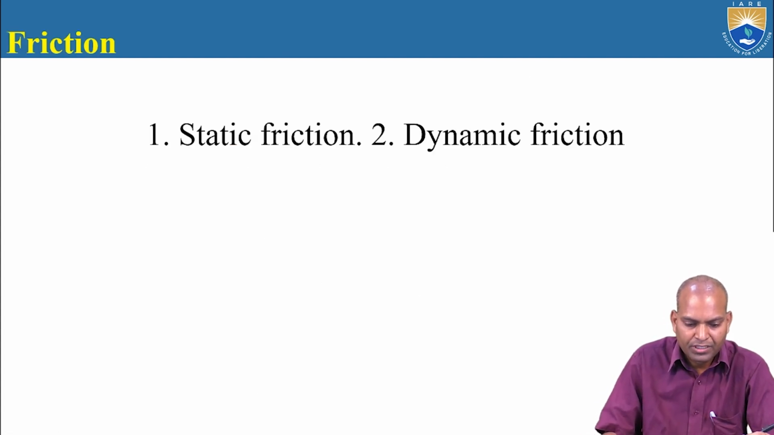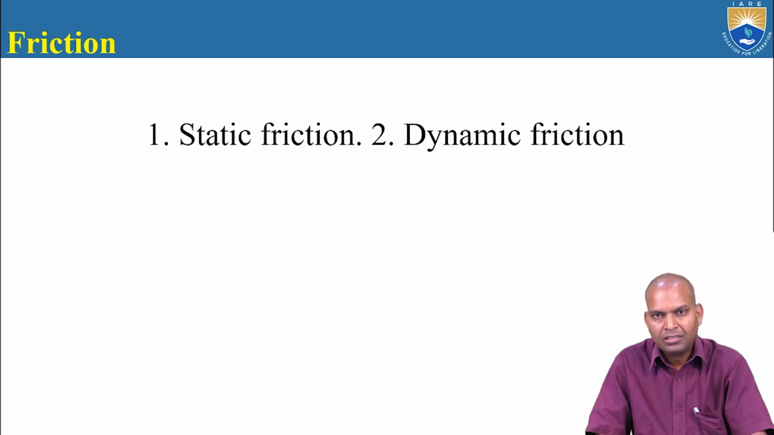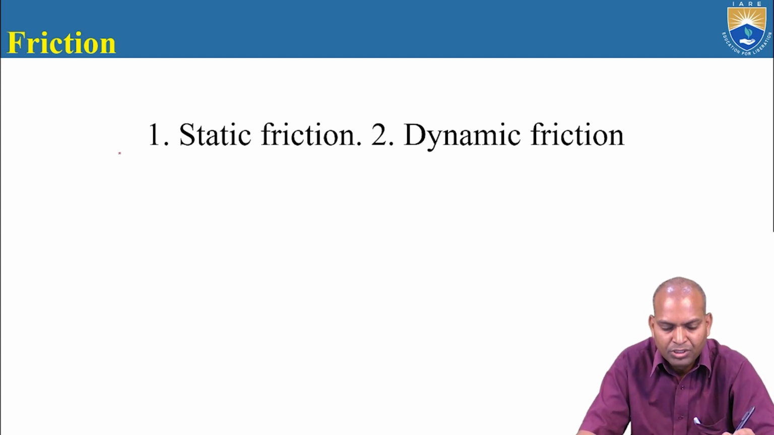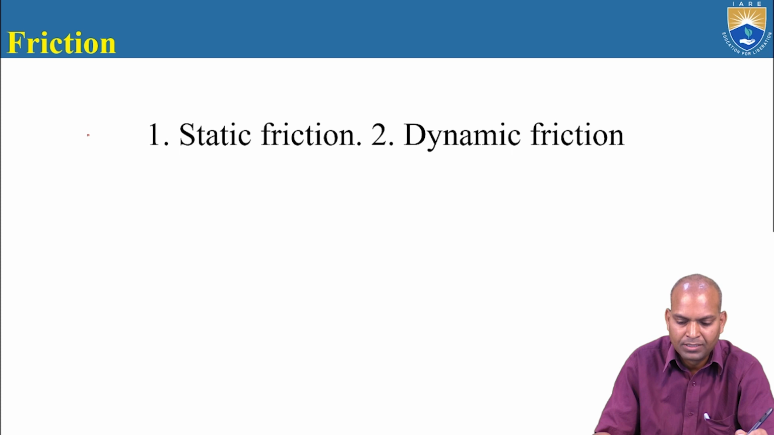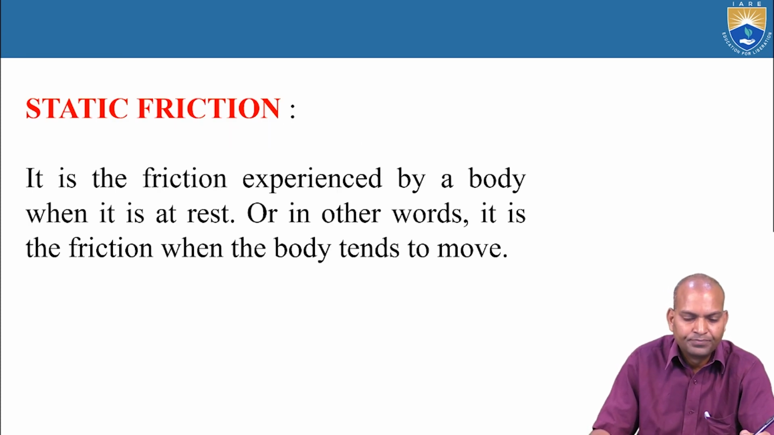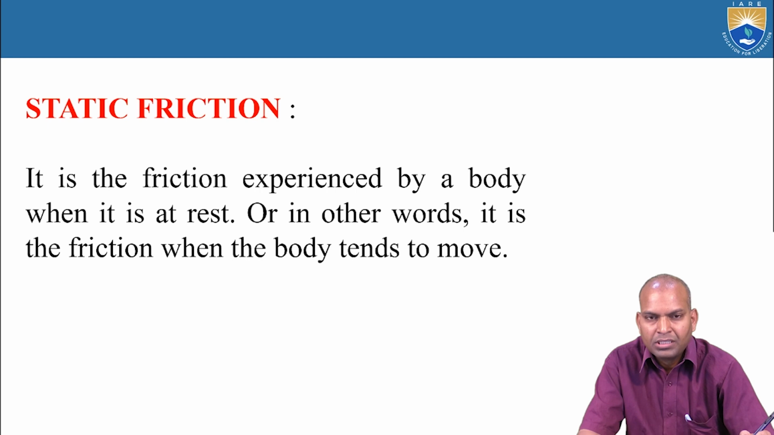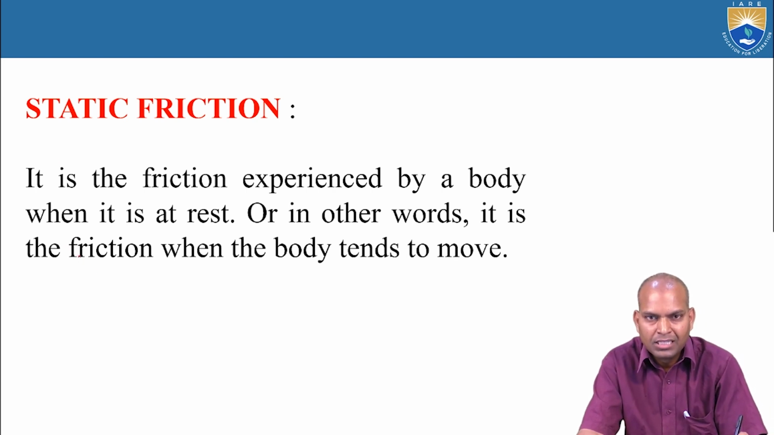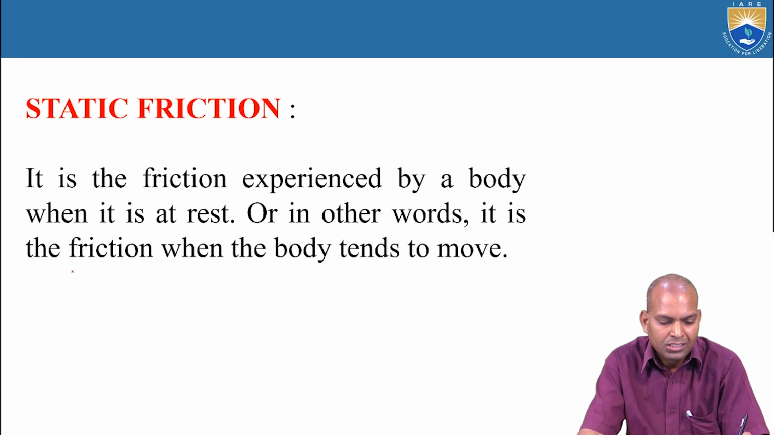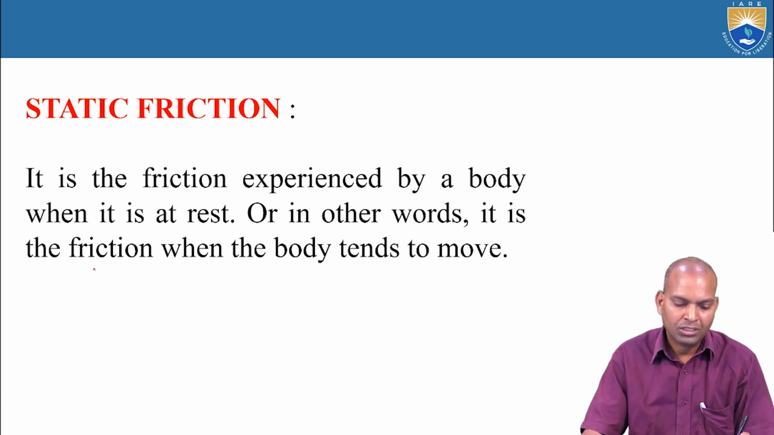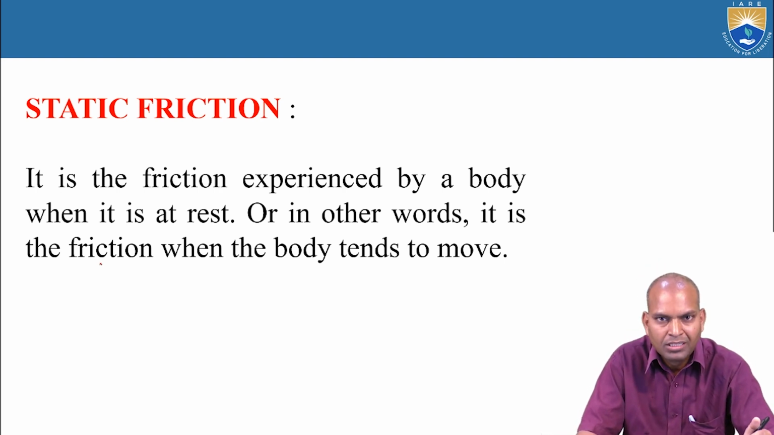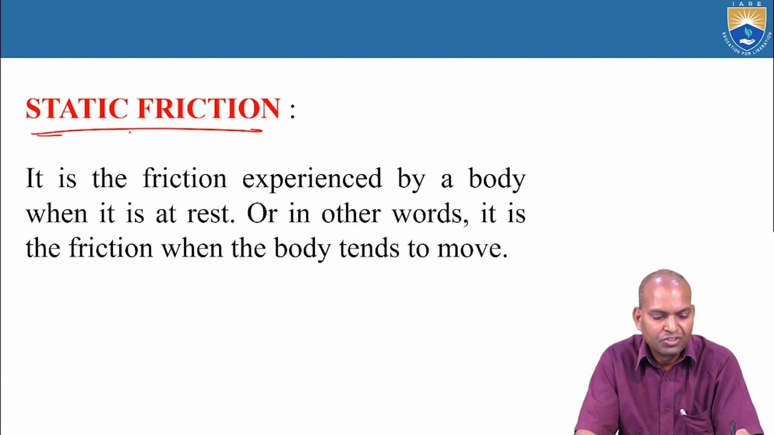Now, what are the types of friction? There are two types of friction. Number one, static friction. Another one is dynamic friction. What is static friction? Static friction is the frictional force experienced by a body when it is at rest. Or in other words, it is the friction when the body tends to move, that is, it is ready to move but not in motion. Tends to move or at rest, so this friction comes into the picture.